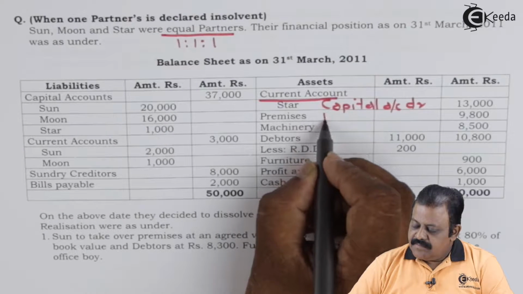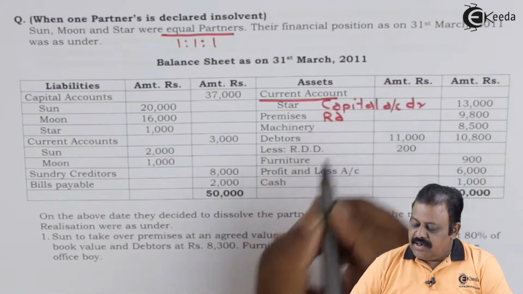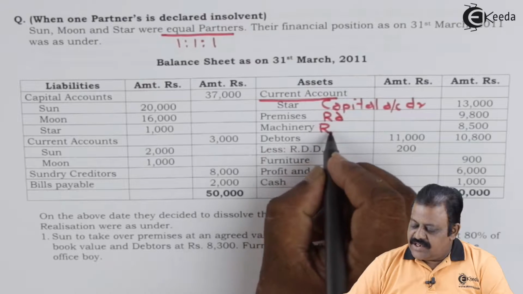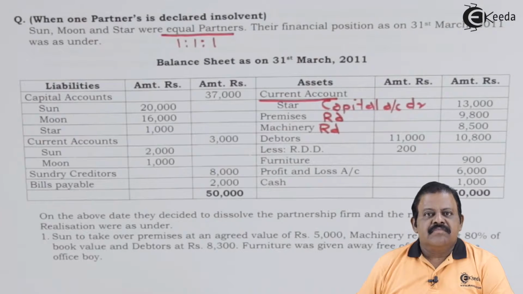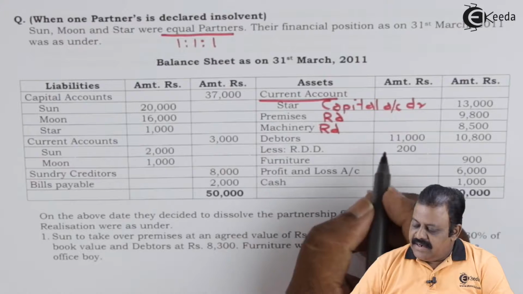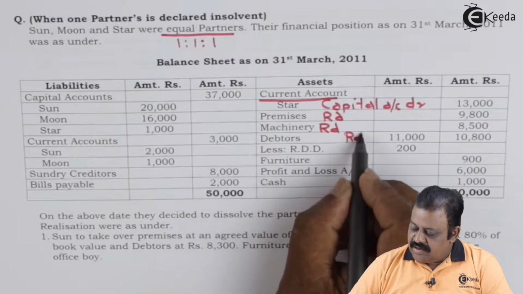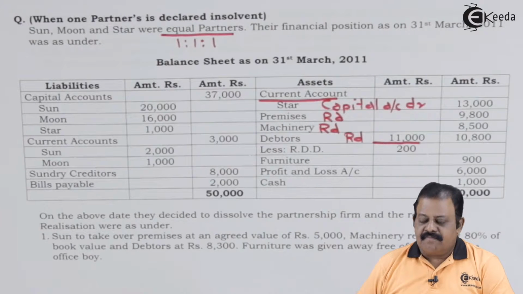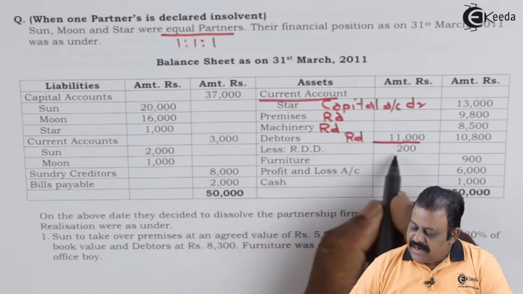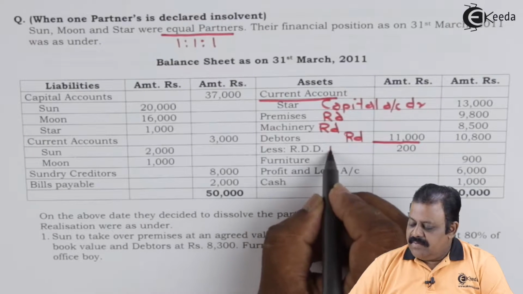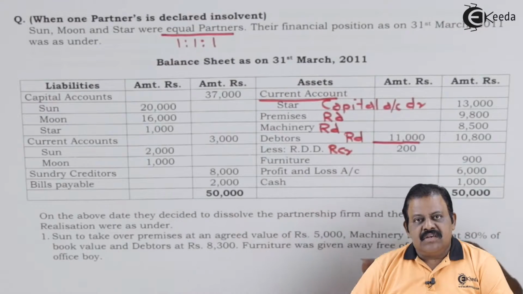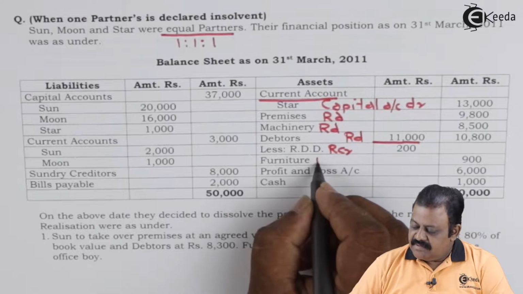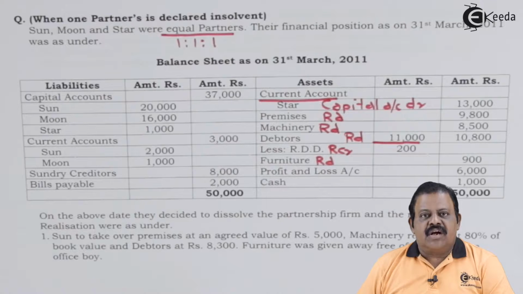Premises, this will be transferred to realization account, debit side, at RD. Machinery, realization account, debit side, RD. Debtors, realization account, debit side, gross amount 11,000, RD. RDD 200. This will be transferred to realization account, credit side. Furniture, RD, realization account, debit side.